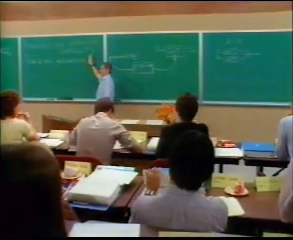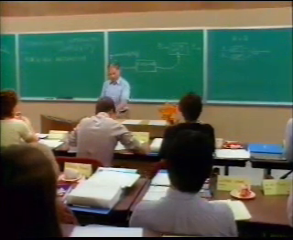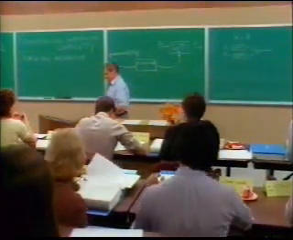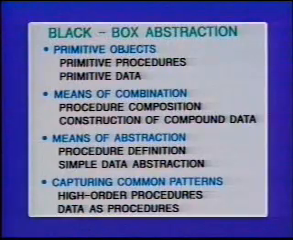Our first topic in this course, there'll be three major topics, will be black box abstraction. Let's look at that in a little bit more detail. What we're going to do is start out talking about how Lisp is built up out of primitive objects. What does the language supply with us? And we'll see that there are primitive procedures and primitive data.